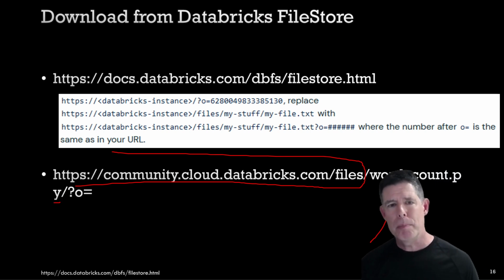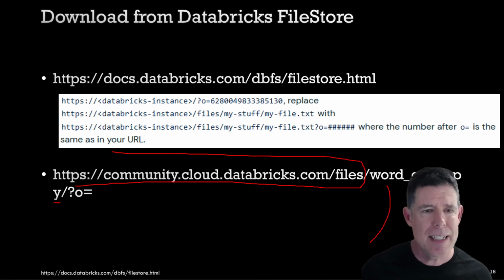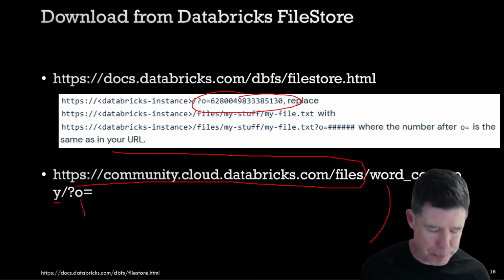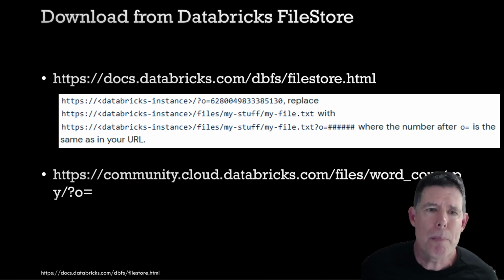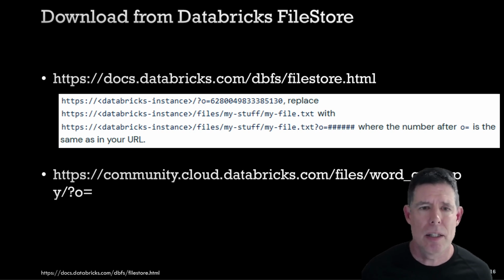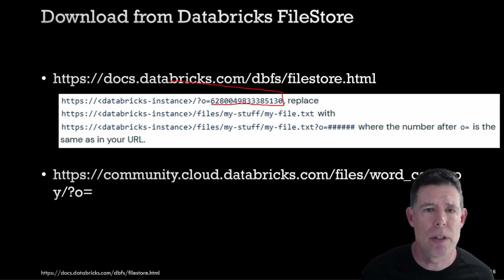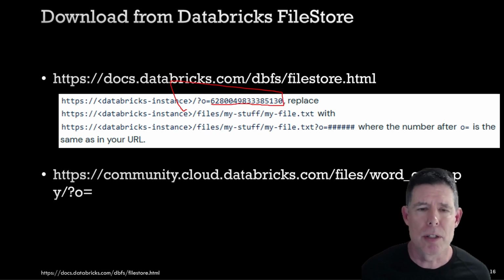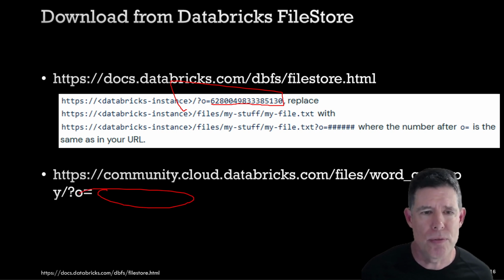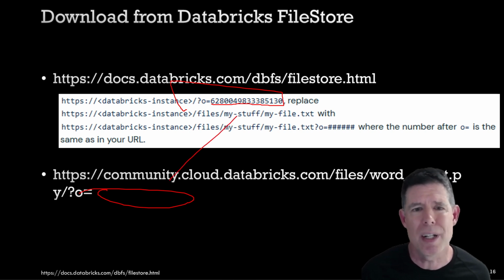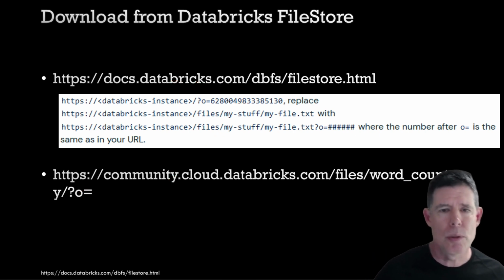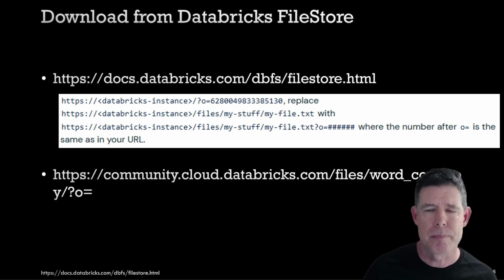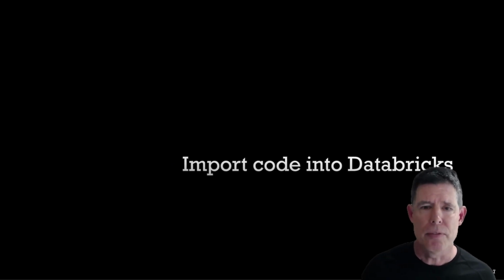In addition to that, I need to pass in this ID. It's ?o= and here's an example in the documentation. And if you look in your web browser, you'll see that a lot of your browser URLs have this o, which is the identifier for your space on the Databricks cloud. So you'll need to include that if you want to download a file. So here's the URL, and then just put in your own identifier, not the one listed here in the slide. That allows you to download files.